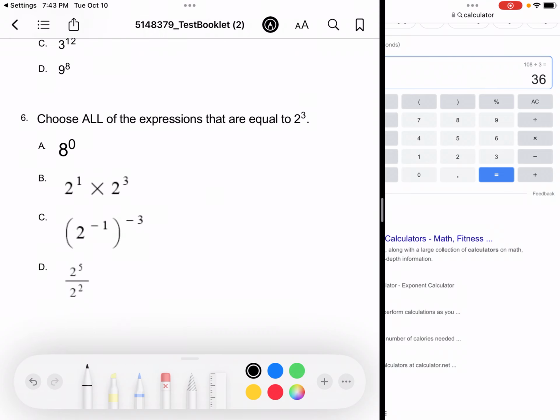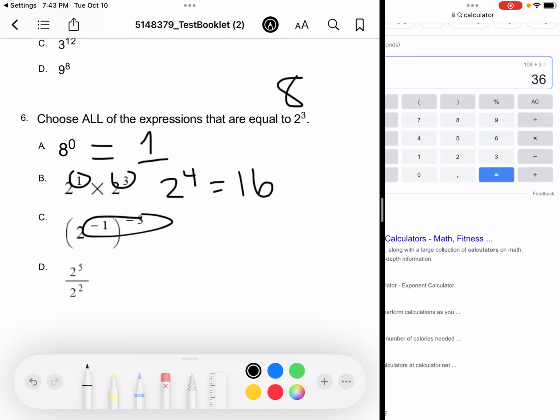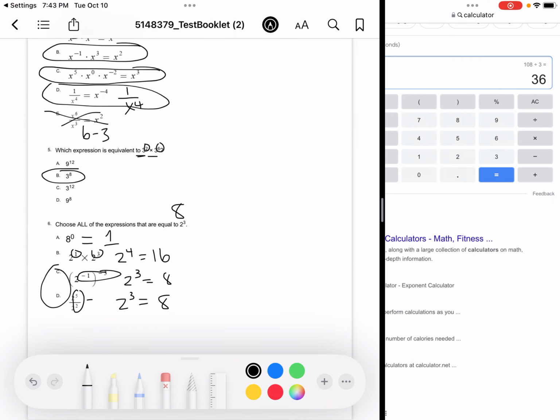Choose all the expressions that are equal to 2 to the 3rd power. So that's 8. Anything to the 0 power is 1. That's 2 to the 4th power, which is 16. This is 2 to the 3rd power, which is 8. And I'm going to subtract these two. So that's 2 to the 3rd power, which is 8. So I should have gotten C and D.